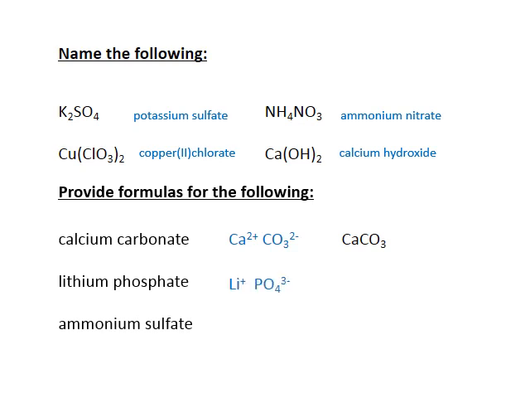Lithium and phosphate. Lithium is in the +1 column. Phosphate has a -3 charge, so I'm going to have to do my little crisscross, and the formula is Li3PO4.